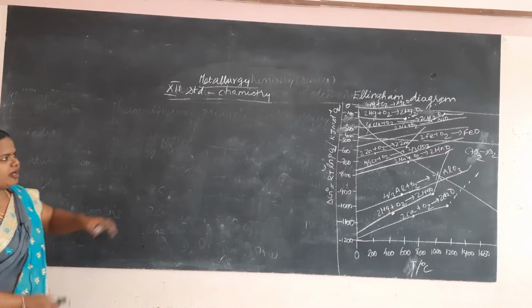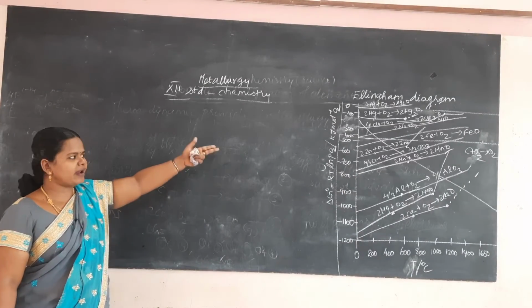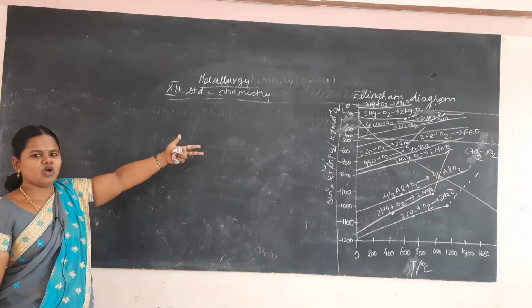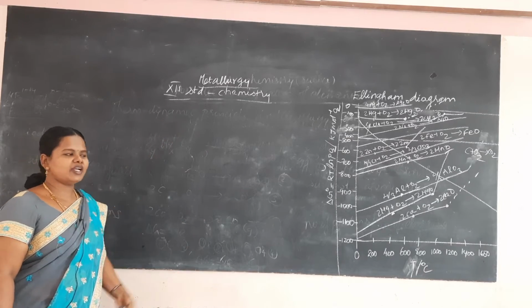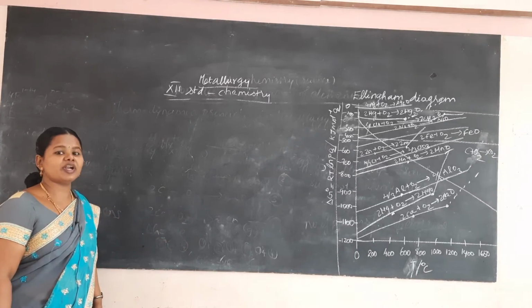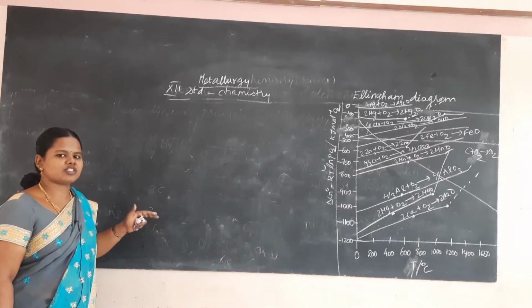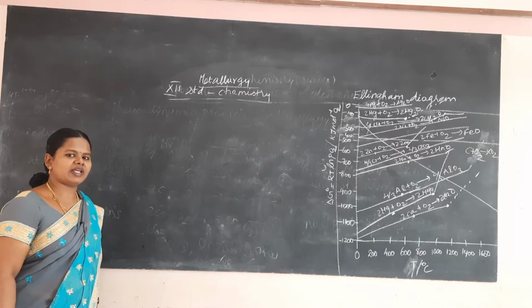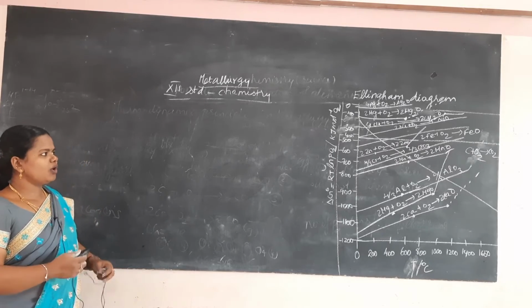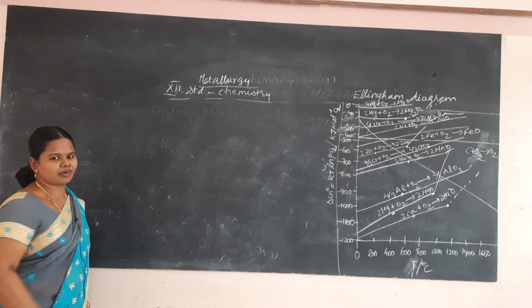Now I am going to explain the Ellingham diagram. Harold Ellingham gave this diagram. What is the use of this diagram? It is useful to select the suitable reducing agent, or to select the reaction that is possible or feasible at a particular temperature. Now what are the inferences from this Ellingham diagram?